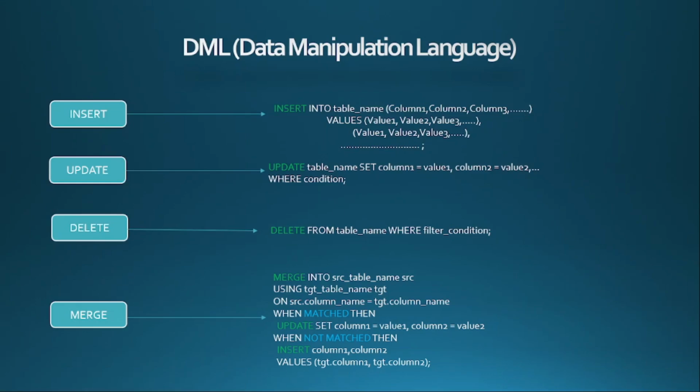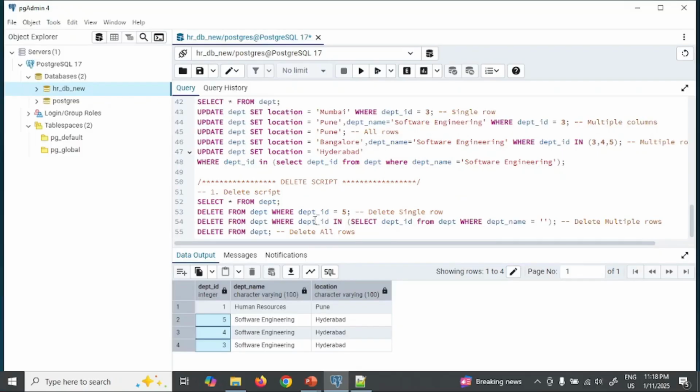Let's move on to the next operation, the delete operation. Delete from table name where condition. So this is the syntax. Similarly to the update, for delete also we are going to use multiple ways to delete the data in a table. So first we will see the data. This is the data available in our department table. If we want to delete a single record, department equal to 5, we hard code it. So this is a single record it is going to delete.